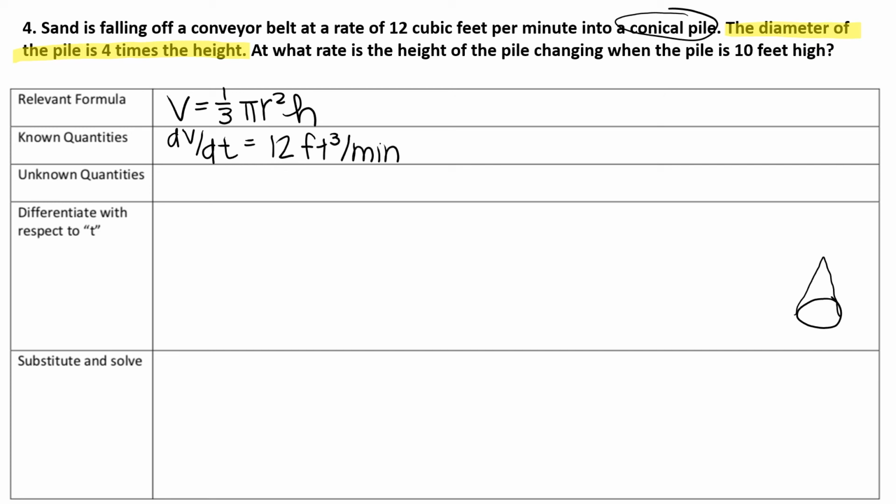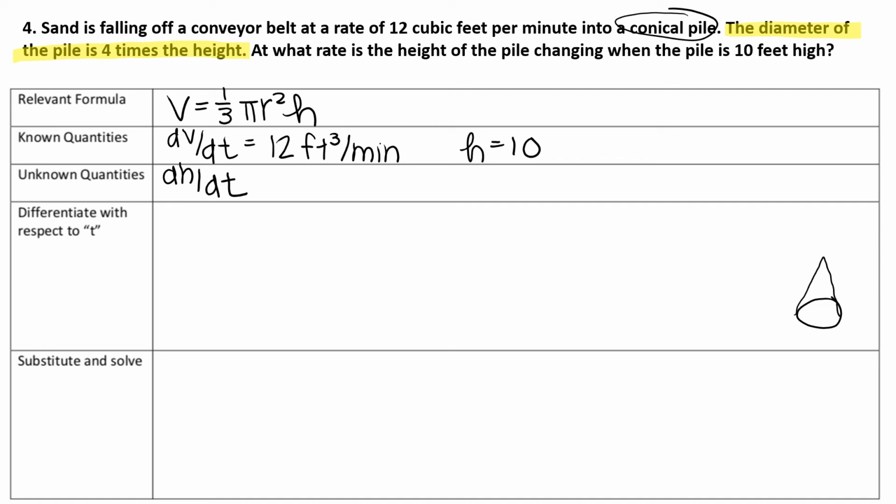And we also know that we're looking for at what rate the height of the pile is changing. So we're looking for dh/dt when the pile is 10 feet high, so when h equals 10. Just like last time, we don't have any information really about our radius at all or the rate of change of our radius, so we're going to have to create that ratio and then replace r inside our equation.